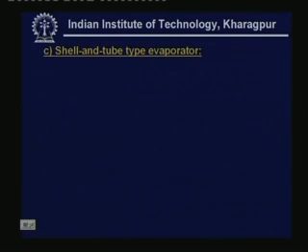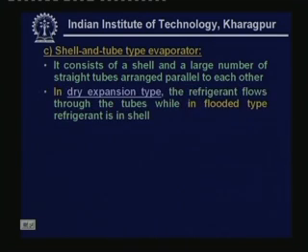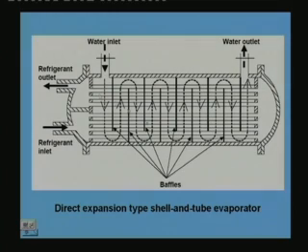So let us look at a very important type of evaporator called a shell and tube type evaporator. As the name implies, this kind of evaporator consists of a shell and a large number of straight tubes arranged parallel to each other. In dry expansion type, the refrigerant flows through the tubes, while in flooded type, refrigerant flows through the shell. So let me show the picture of a dry expansion type shell and tube type evaporator.